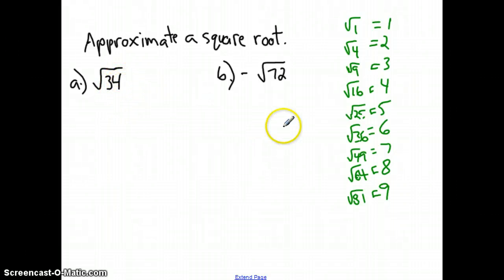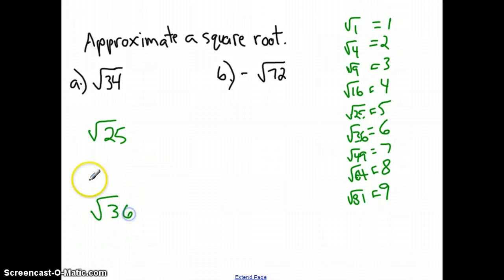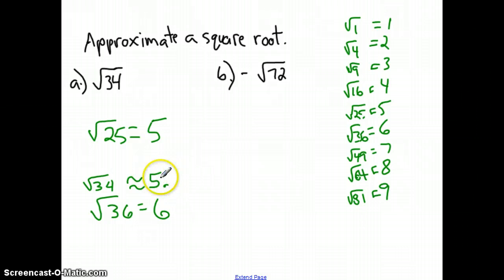So with the square root of 34, I'm going to look at what two perfect squares it's in between. And if we look over here, 34 would fall in between the square root of 25 and the square root of 36. So I'm going to write the square root of 25, square root of 36. The square root of 34 goes in between there. Okay. Well, we know this is 5, and we know this is 6. So the square root of 34 is going to be between 5 and 6. I'm going to put a little symbol here that means approximately. So I know it's 5 point something.